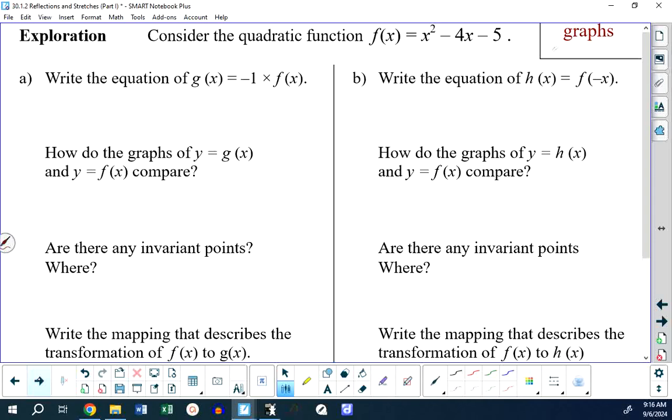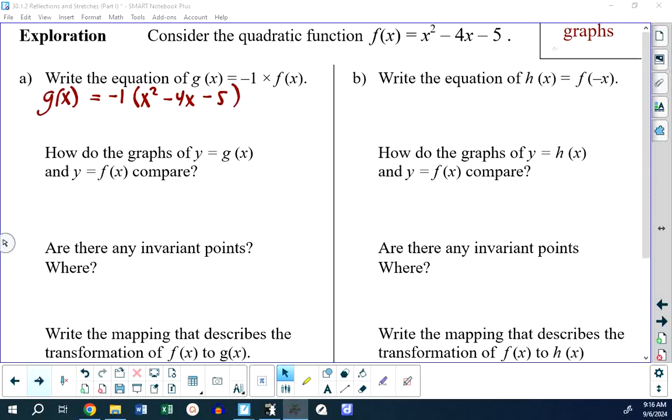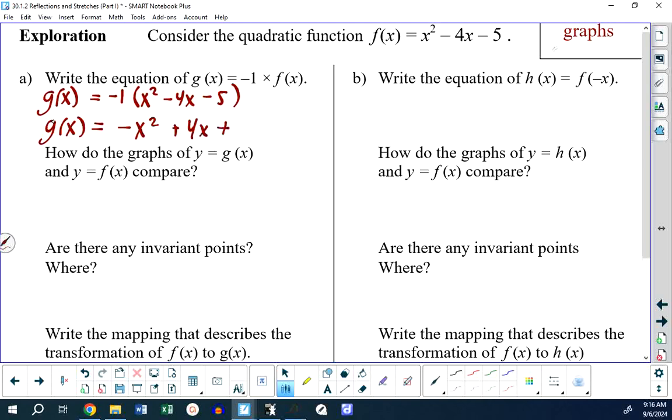So what does that mean? It means we're going to take -1 multiplied by the entire original function. So g of x will be -1 multiplied by x squared minus 4x minus 5. Let's simplify that. I don't think we want to leave it in factored form like that. We can multiply that negative 1 through and get the equation of g of x as negative x squared plus 4x plus 5. Are you with me on that?